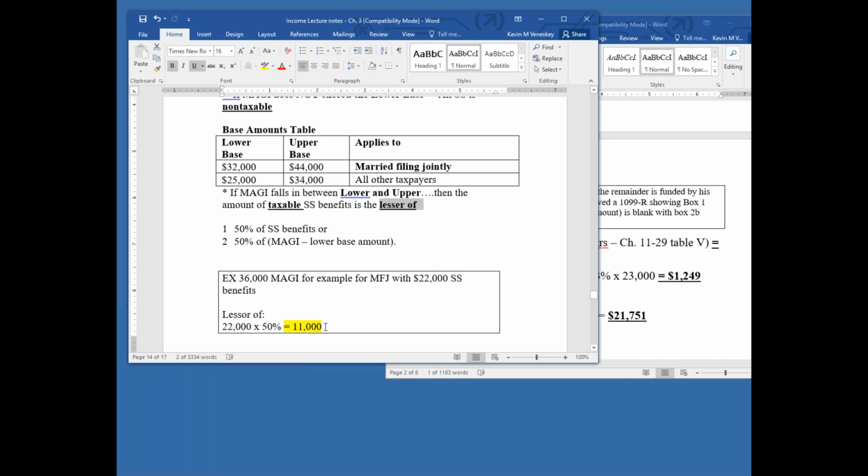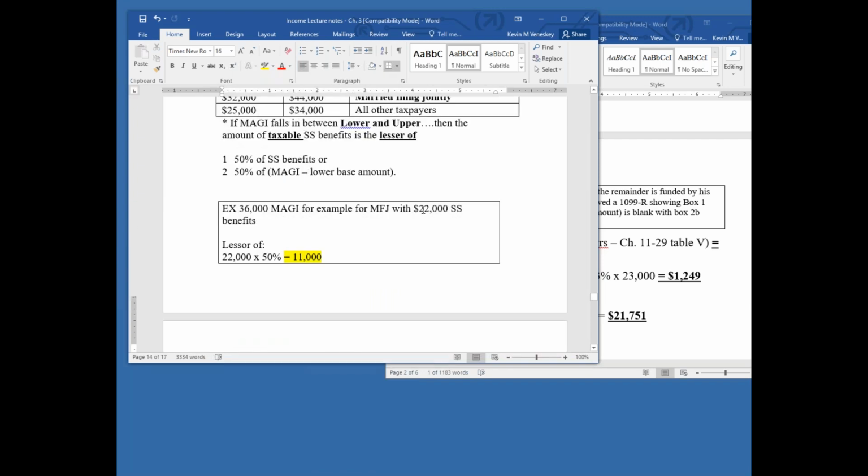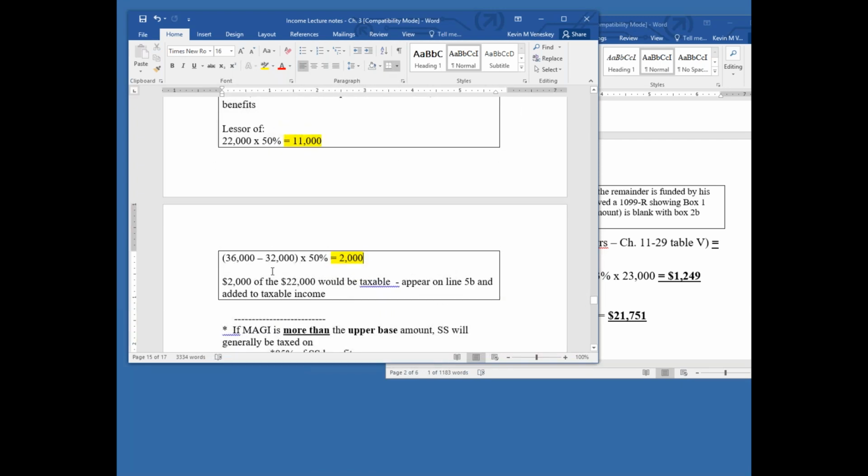So 50% would be 11,000. Or 50% of our 36,000 minus the lower amount, the lower amount being 32,000. So 36 minus 32, take 50% of that, 2,000. Well, there's a huge difference here, and luckily you get to take the lower of. So out of the 22,000 in Social Security that you had, only 2,000 needs to go on your tax return as being taxable.